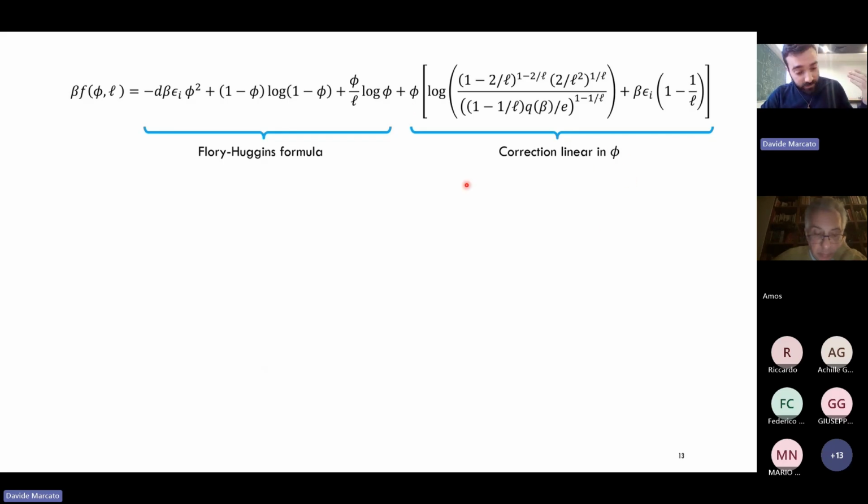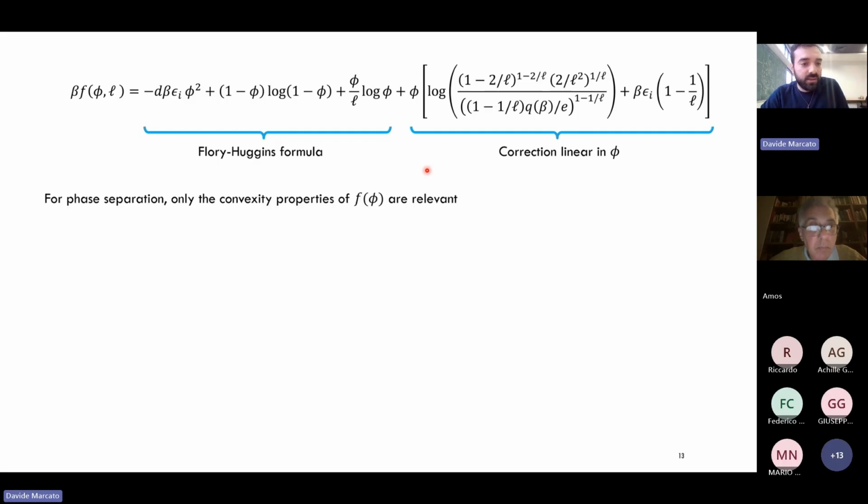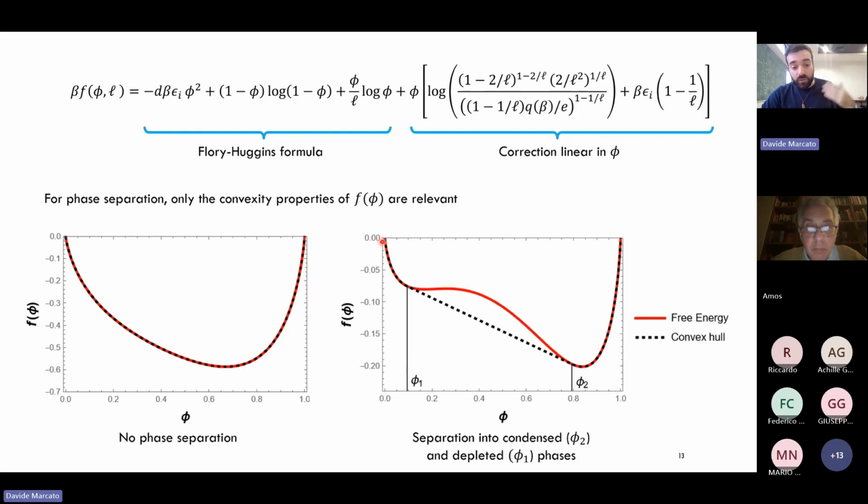And the fact that there is this linearity has very important consequences for the phase behavior of the system, for the condensation, let's say, of these chains. Because if you want to study phase separation or condensation, what matters are only the convexity properties of the free energy. So basically, what you have to look at is the free energy, the red curve, and the convex hull of the free energy, which is the dashed black curve.